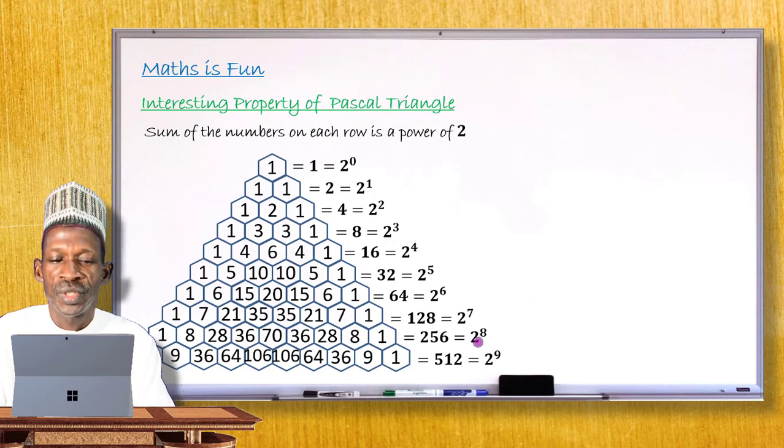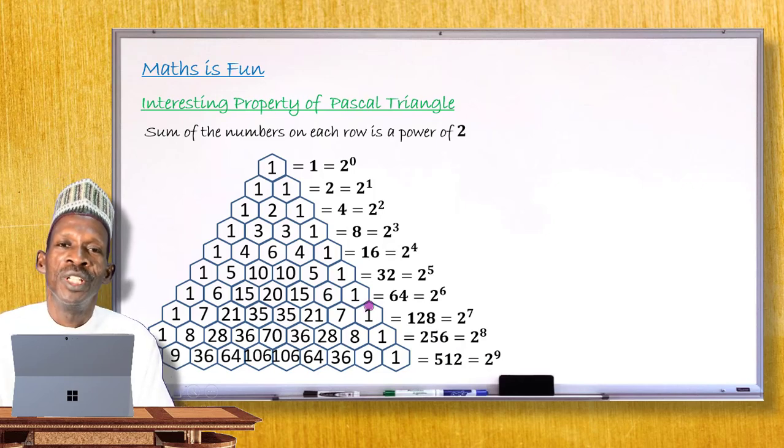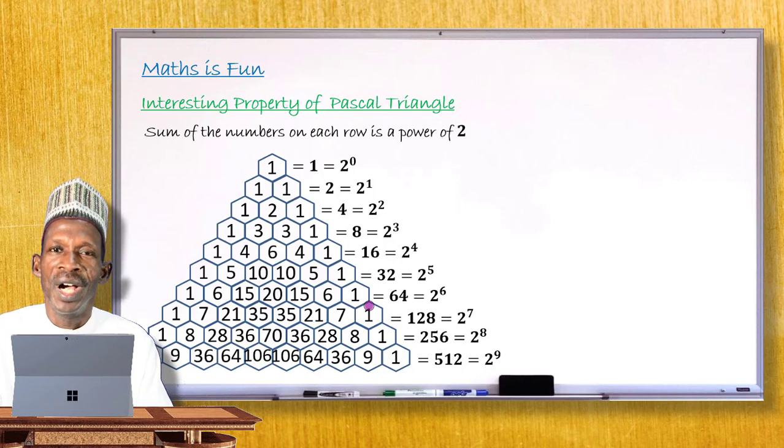The next row is 64. 64 is 2 to the power of 6. Next row is 128. If you add, you see exactly what is happening. So this is interesting. Addition of all the numbers in each row in your Pascal triangle, when you add them, the result is nothing but a power of 2. This is interesting. We will have another property of this Pascal triangle in our next lesson. Thank you for your attention.